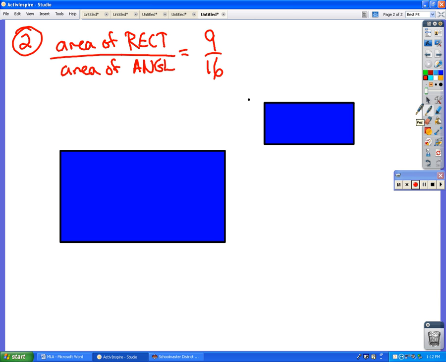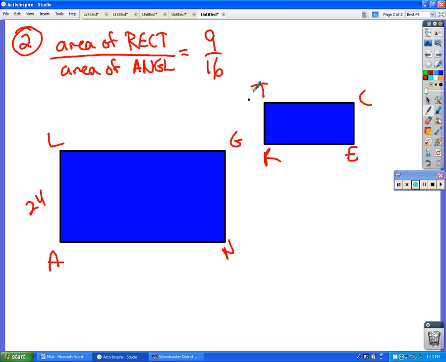So this one right here is angle. And this has a side of 24, and then this one is rect. Get it? Rectangle, get it? Yes. Good.